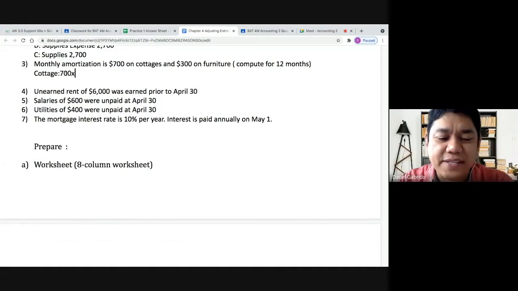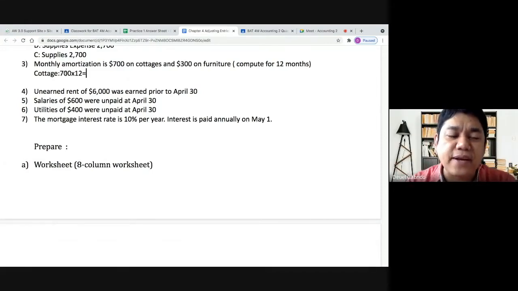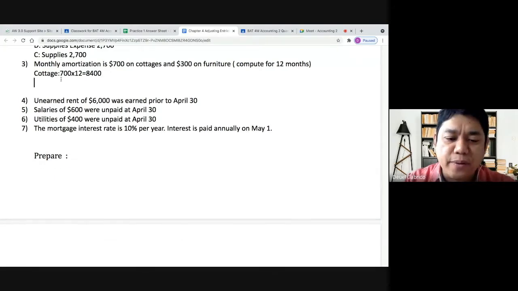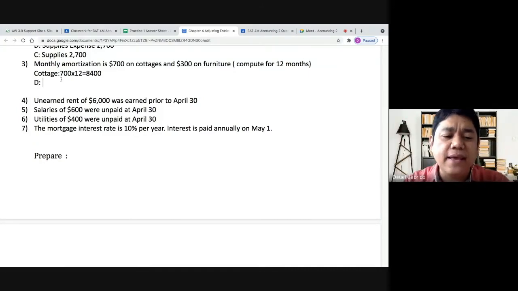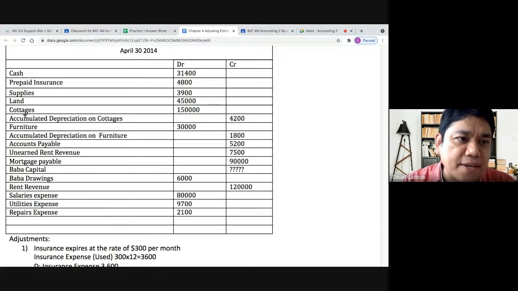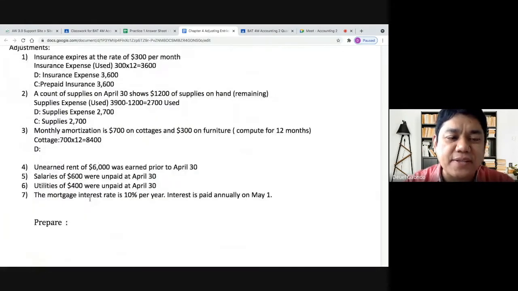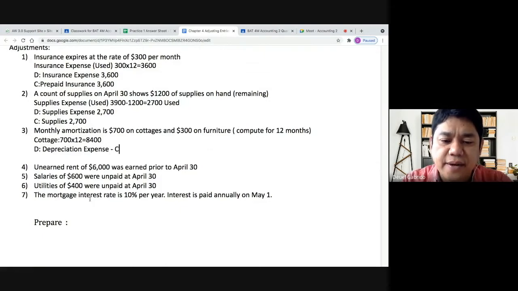Very good. So 700 times 12. And what's our answer to that? 8,400. Very good. And that is your cottage. So if I'm going to give you the debit, guys, always debit the expense portion. So debit, what did they use? Amortization or depreciation? They use depreciation. So let's use the word depreciation expense, and this is the cottage, right?